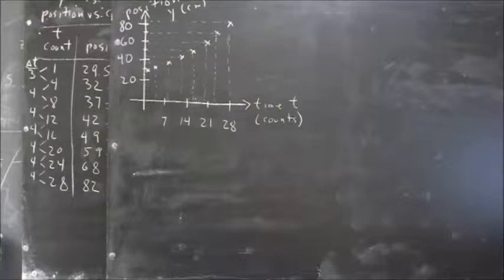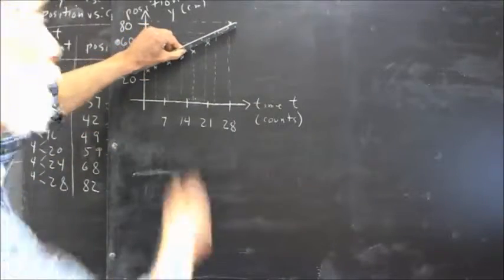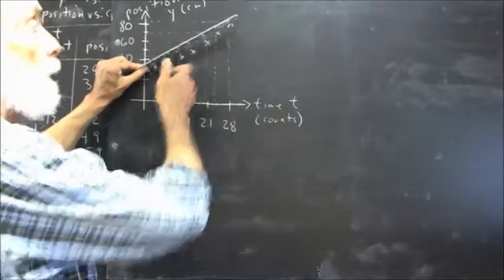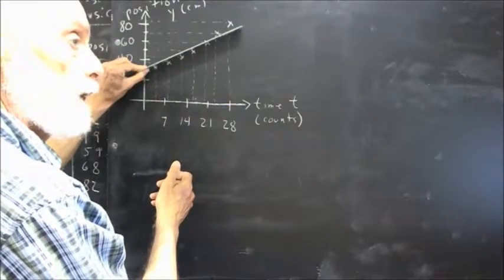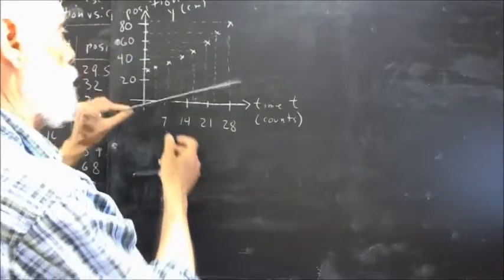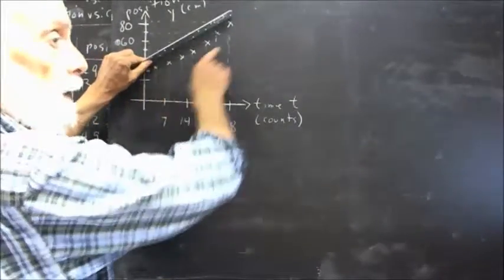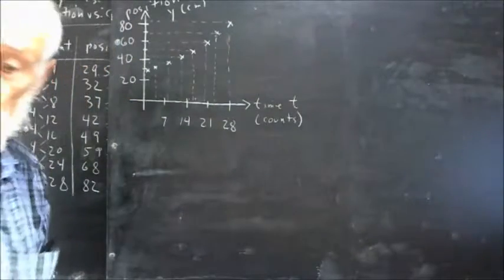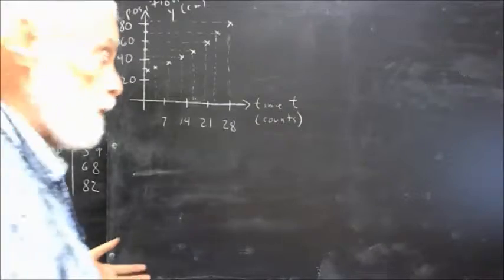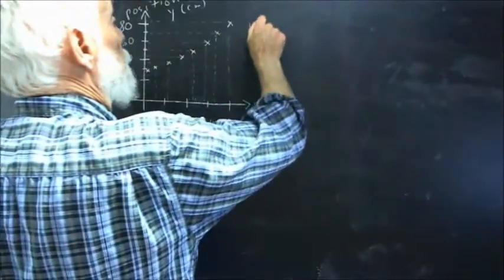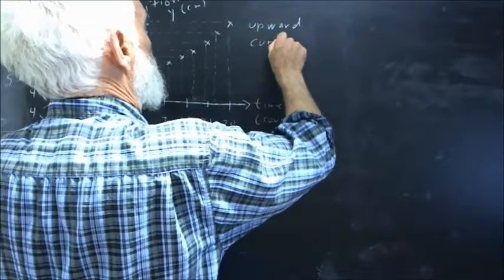We could fit a straight line, something like so, but it wouldn't be a good fit. Okay, it's very clear that you have an upward curvature. So, given that there's an upward curvature, we can speculate. Okay, let's see, we've got an upward curvature.